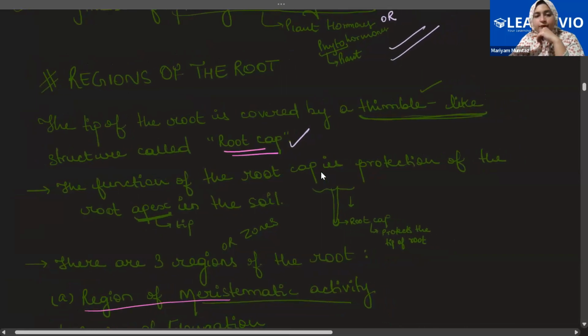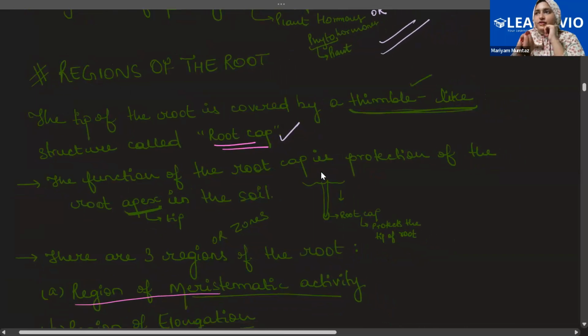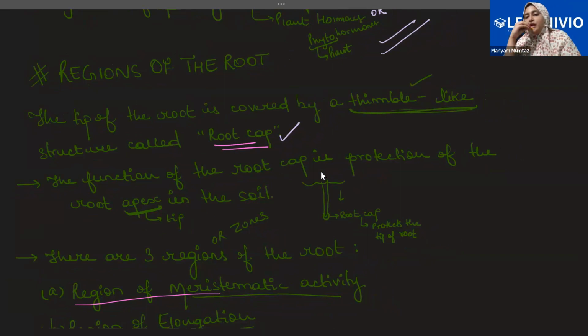All right. When we're talking about the regions of the root, what does region mean? Region means certain areas of the roots with their own attributes. We're going to see what each of the areas of the roots have to offer. Now, the root tip is not there alone. It is covered by a cap or thimble-like structure, and that structure is what we call the root cap. If the root is growing downwards, the tip is present here, covered by this cap-like structure. Clear?